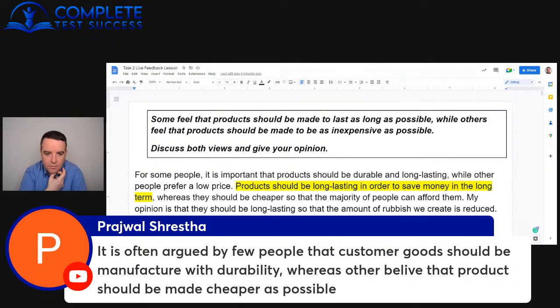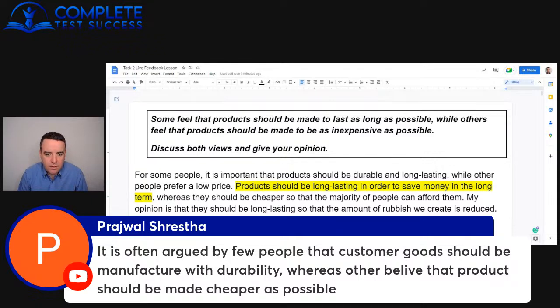It is often argued by some people, not a few people. A few people is just like 10, but some people is, we don't know the number. We just know that there is a group of people. So it's a different meaning. That consumer goods should be manufactured with durability. Good. Should be durable, really. Consumer goods should be durable. Not manufactured with durability isn't natural. Very easy to understand, but not natural. It's not a natural collocation.